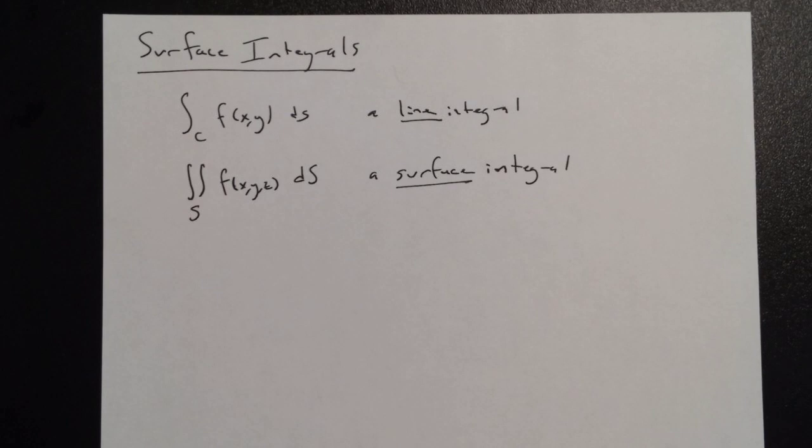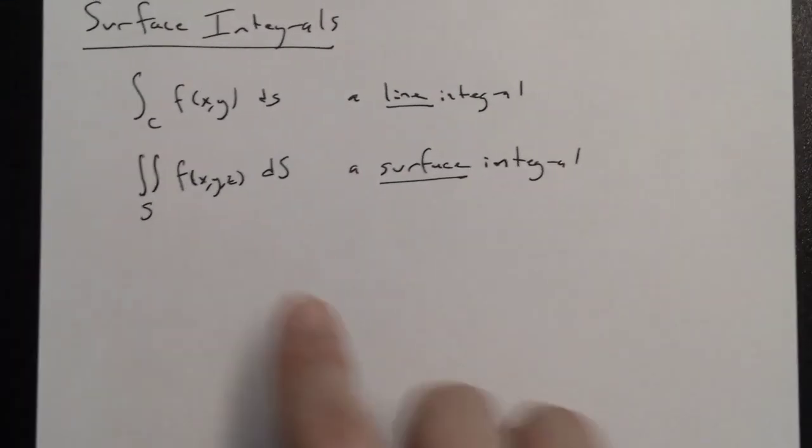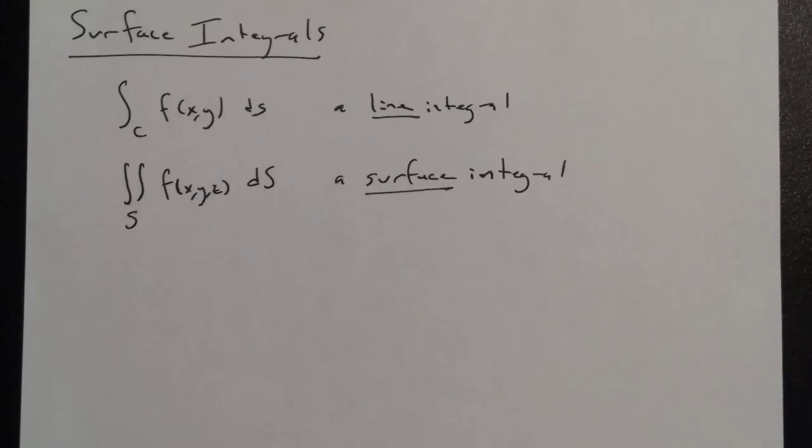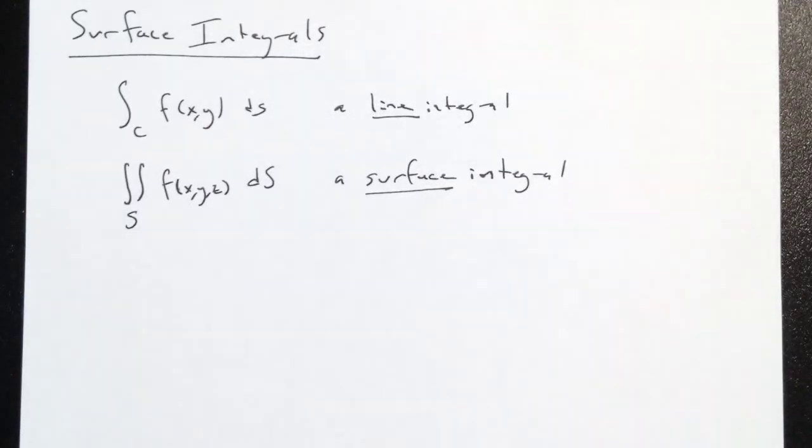I started with a regular ordinary integral, the integral of f of x dx. Then I changed that up and created a path integral, a line integral: the integral across some curve C of a function of two variables, and I integrated that with respect to arc length.